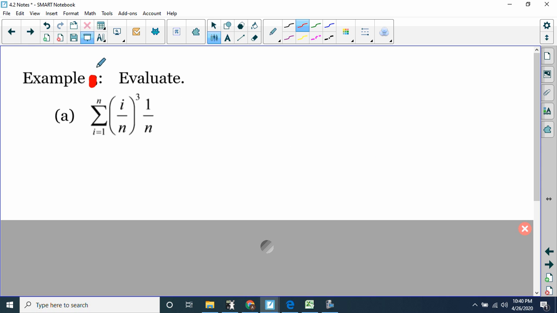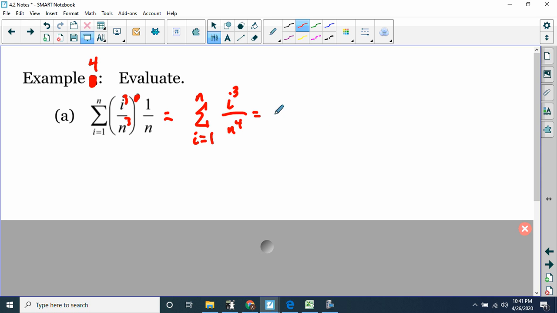Example 4. We're going to take this a couple steps further here. This one looks similar. It just has these n's on this side also. So the sum as i starts at 1 and goes up to n of i over n cubed times 1 over n. So the first thing we're going to do is simplify this. The sum as i starts at 1 and goes to n of i cubed over, notice I've got i cubed over n cubed, and then I've got another n on the bottom. So I've got n to the 4th.